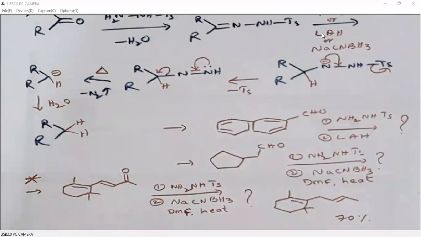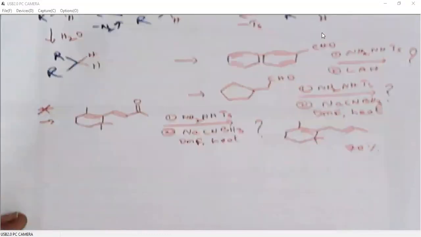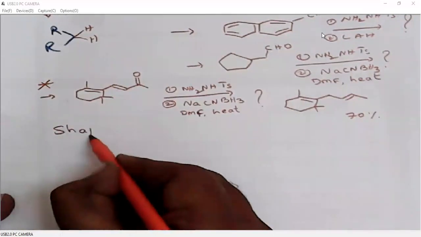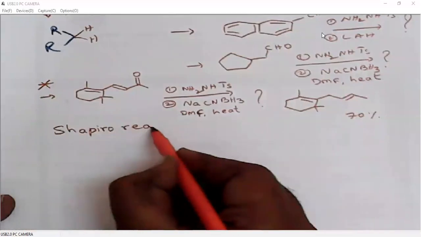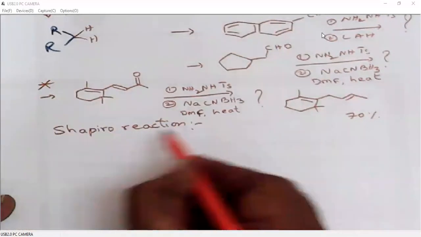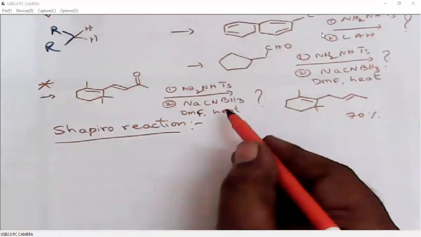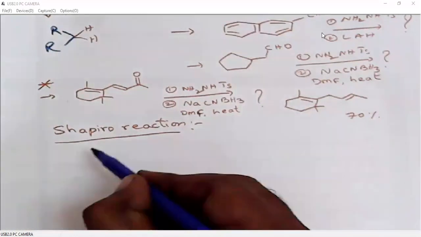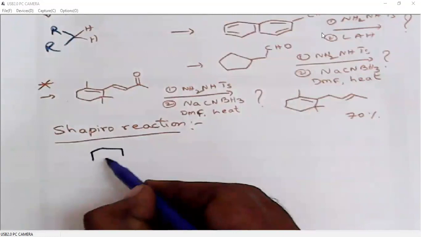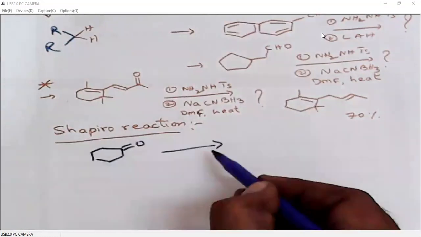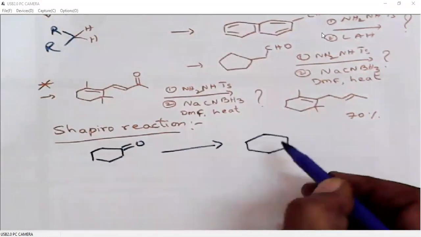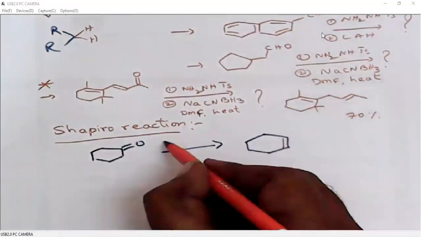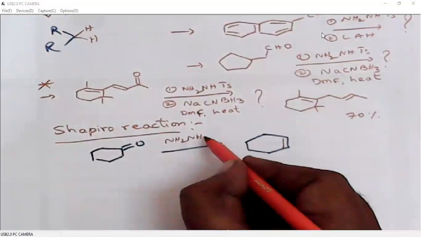Now we will see the Shapiro reaction. A small modification of this reaction's conditions: tosyl hydrazide, instead of a reducing agent, if we use a base, then it is called the Shapiro reaction. So what is a Shapiro reaction? Conversion of a carbonyl, either aldehyde or ketone, to an alkene using tosyl hydrazide and a base.